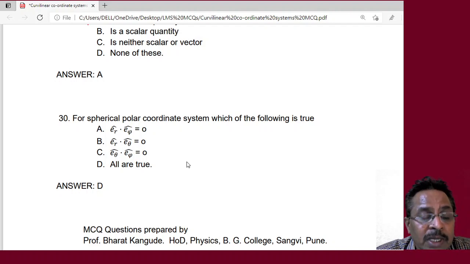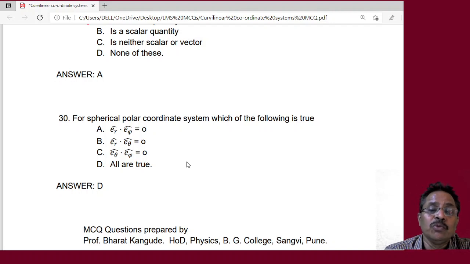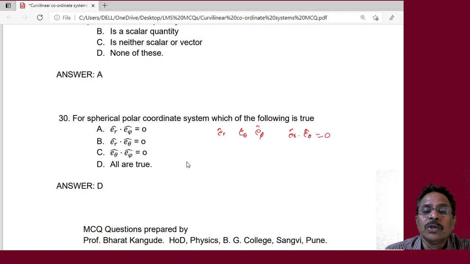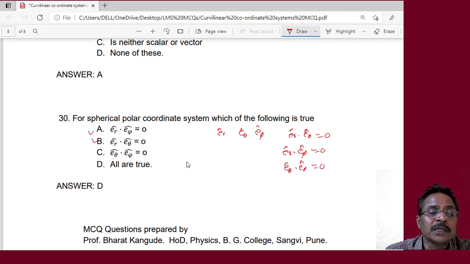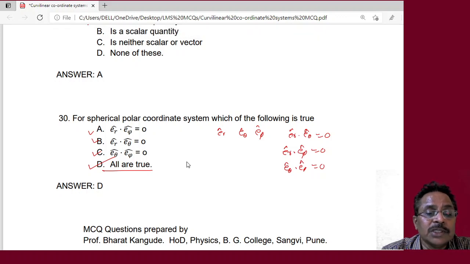And the last question here is, for the spherical polar coordinate system, which of the following is true? For the spherical polar coordinate system, we have seen three different unit vectors, er cap, e theta cap and e phi cap. Take any pair: er cap dot e theta cap is always going to be 0, er cap dot e phi cap is also going to be 0, and e theta cap dot e phi cap is also going to be 0. So all of these are correct, and therefore all the options are correct, and option D is the most correct option for this spherical polar coordinate system.